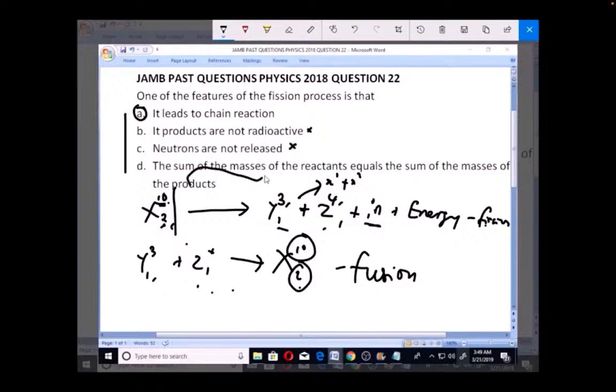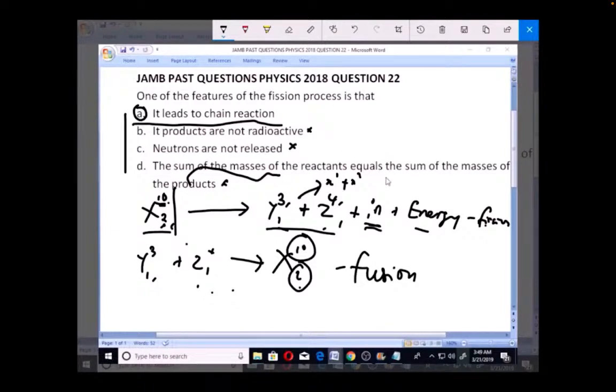Now, D, the sum of the masses of the reactants equals the sum of the masses of the products. The sum of the masses here is not exactly equal to this because there is the release of other particles like neutrons and there is the formation of energy. So this is not true. It cannot be equal. So from this elimination method, we'll find out that A is the correct answer to this because, like I said, radioactivity leads to chain reaction. And that is the answer for that.